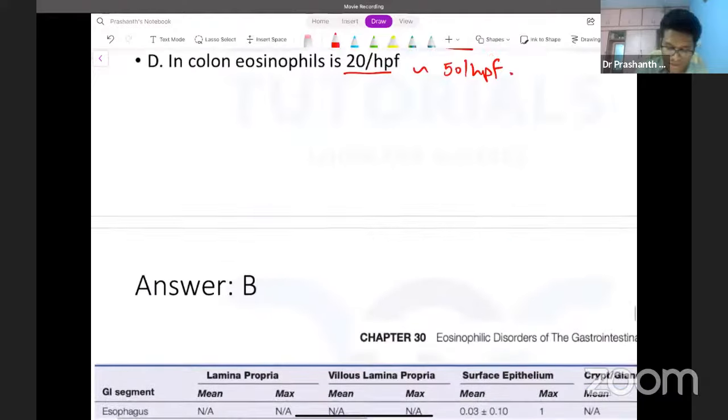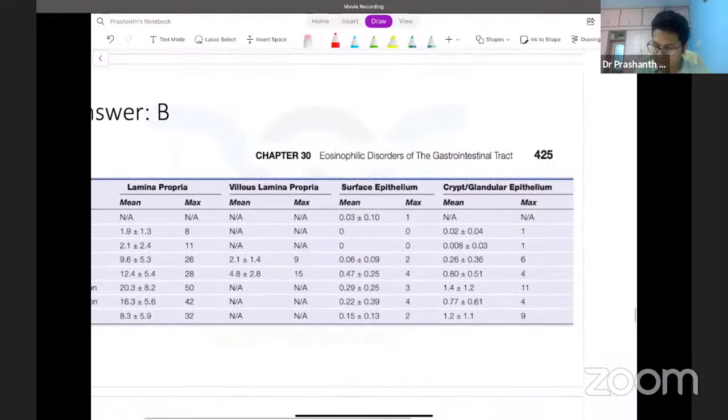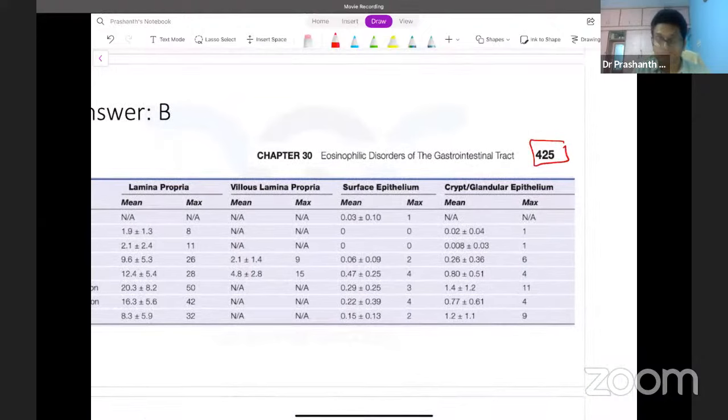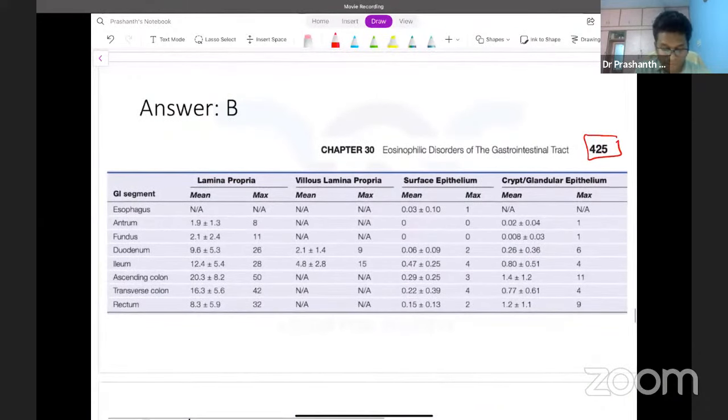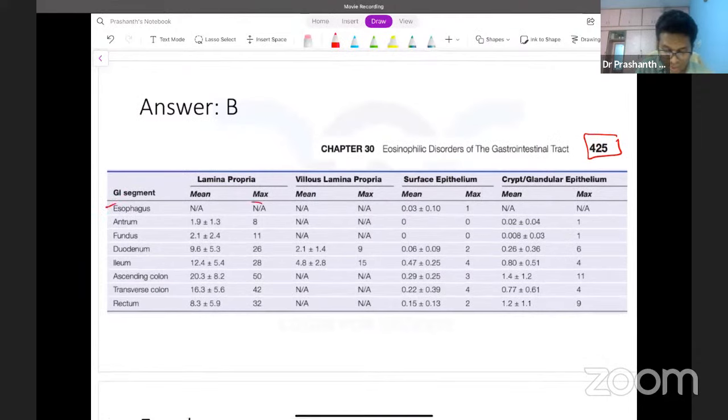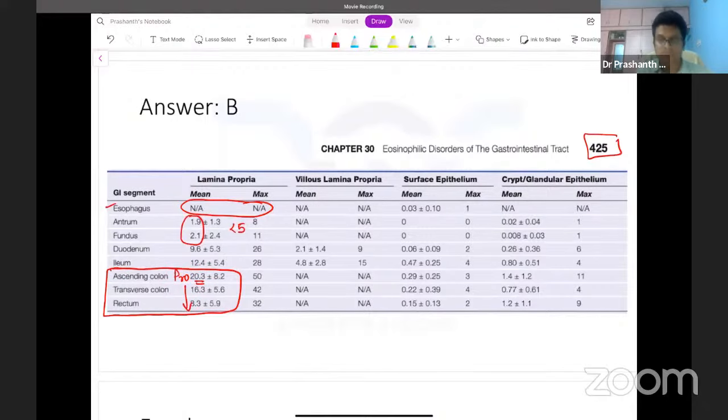Why? Because just go through this table in this particular chart at page number 425. You know that in the esophagus, you don't have any eosinophils. Antrum and fundus, these are the mean numbers. It is usually said that it is less than 9 and preferably less than 5. When it comes to colon, you notice that maximum is actually in the proximal colon, then you go more distally. So this is what you gather from this particular table.